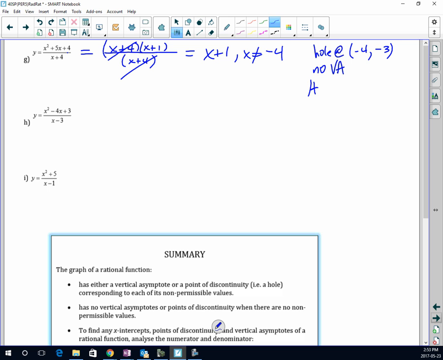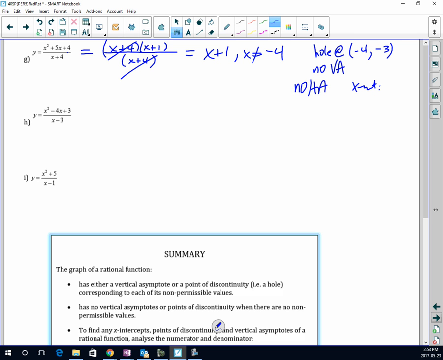What about a horizontal asymptote? What am I actually going to graph right here? A line with a hole. Does a line with a hole have a horizontal asymptote? No.